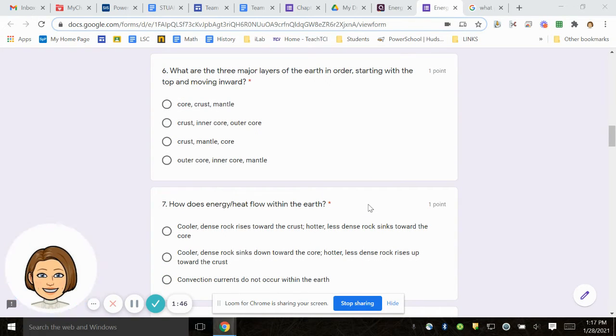Number 6. What are the 3 major layers of the Earth in order, starting with the top and moving inward? Core, crust, mantle. Crust, inner core, outer core. Crust, mantle, core. Outer core, inner core, mantle.